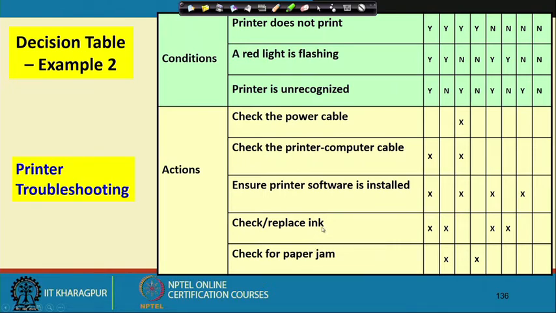For example, if the printer does not print, red light is flashing and printer is unrecognized, then the output will be check the printer computer cable, ensure printer software is installed, and check or replace the ink. But if the printer does not print and the red light is flashing, then we will display check and replace ink, or check for paper jam, and so on. For every combination of the input parameters, we write the corresponding actions. And this forms the decision table for the printer troubleshooting. Once we develop this decision table, each column in the decision table forms a test case.